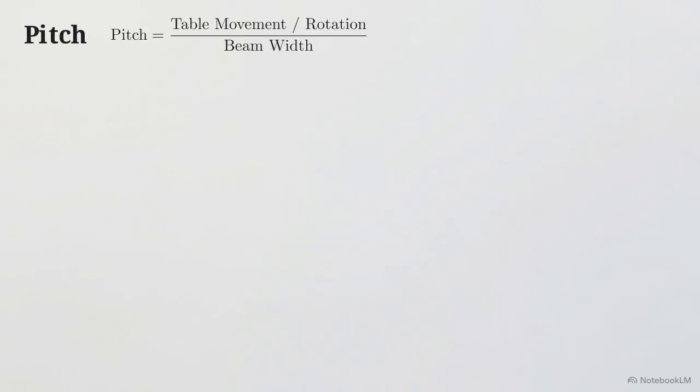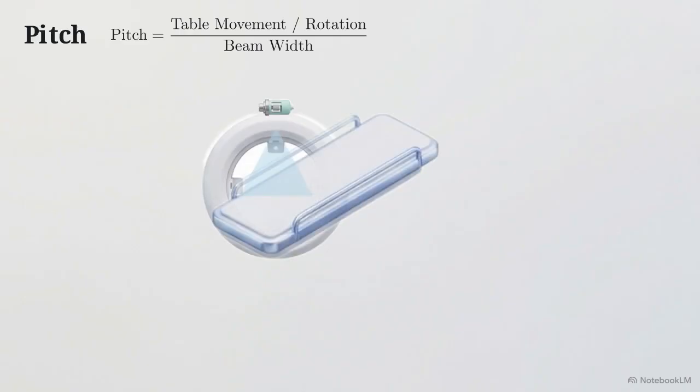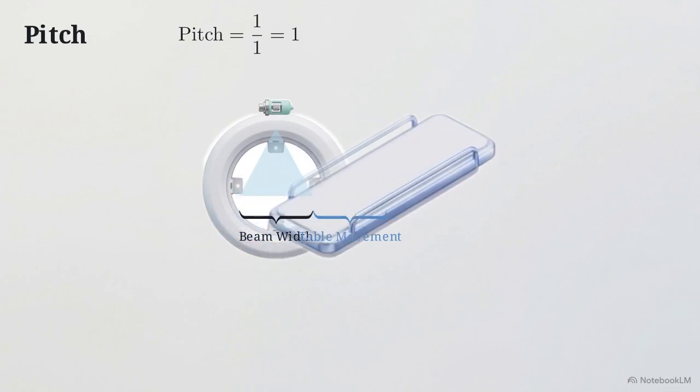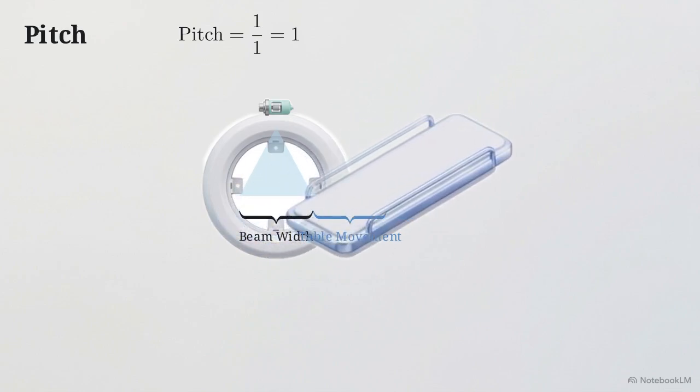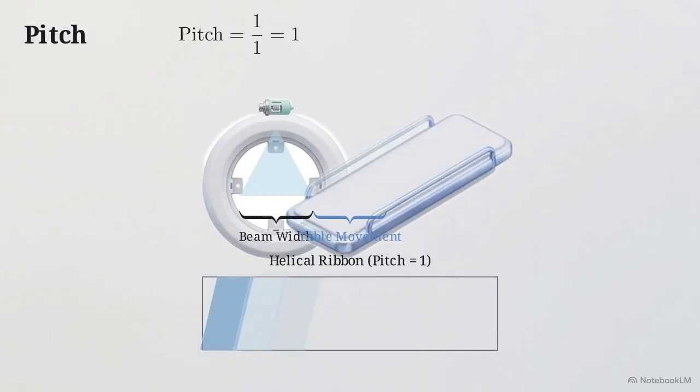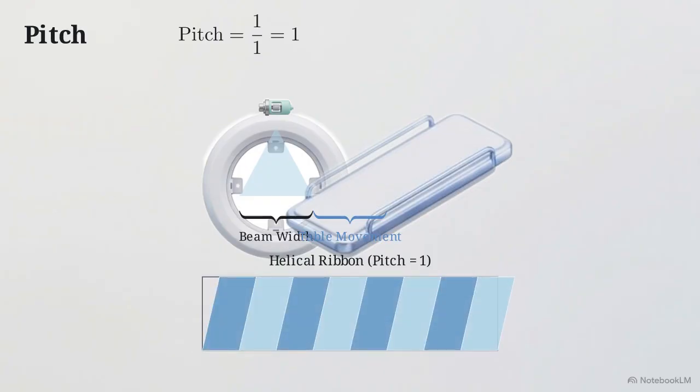Technologists control how this data is gathered, using a mathematical parameter called pitch. Pitch is calculated by dividing the table movement per rotation by the beam width. A pitch of exactly 1 means the table moves forward at the exact same width as the X-ray beam, creating a continuous spiral with no gaps and no overlapping data.